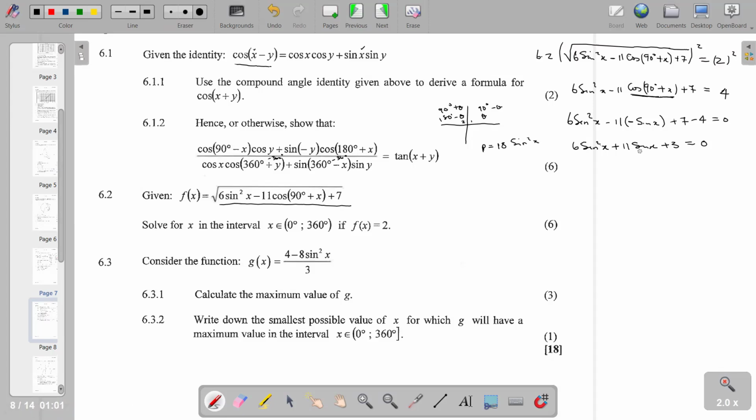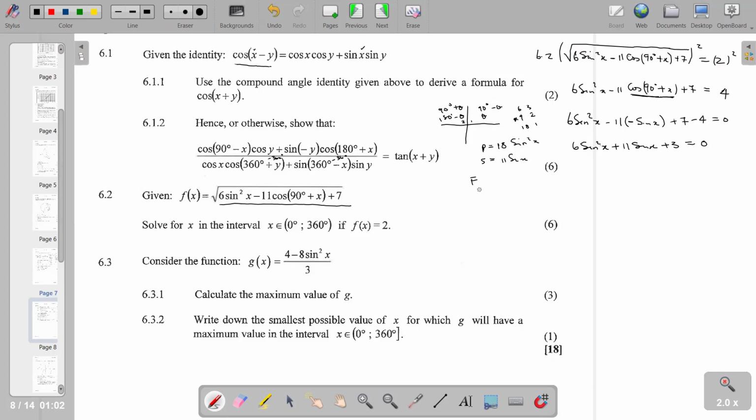Our sum is the middle term here, which is 11 sine x. Then our factors, we want two numbers. If we multiply them, we are going to get 18, but when we add them, they give us a positive 11. So if we check, we can have 6 times 3. We can have 9 times 2. We can have 18 times 1.